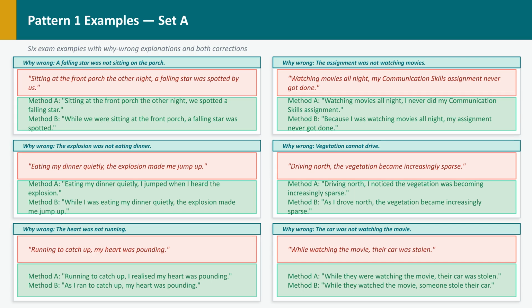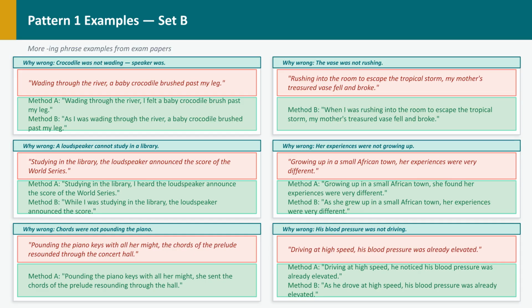Here are some examples of pattern 1 with corrections using both method A and method B. Note the explanation for why each original sentence is wrong. Practice these to build fluency. Continue your practice with this second set of pattern 1 examples. Remember to apply the core rule. The noun immediately following the comma must be the doer of the action in the opening phrase.